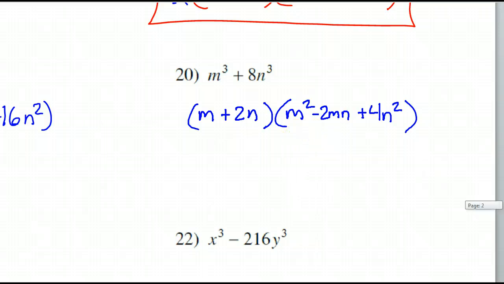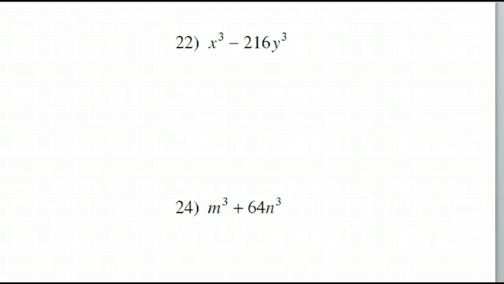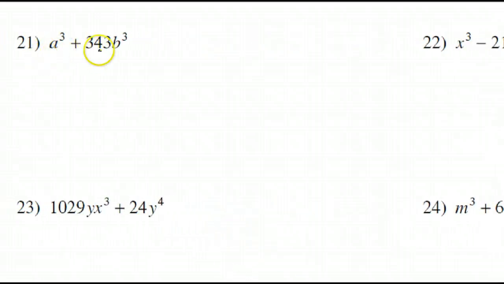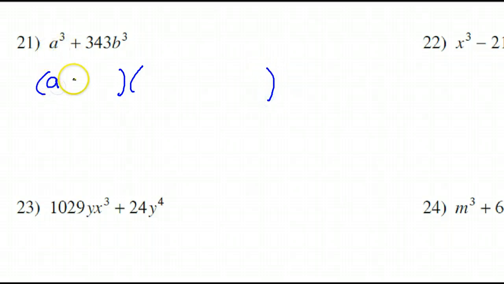Alright, that's number 20. Alright, 4 problems to go. So there's a lot of them, but they're quick. Alright, once again, there are no common factors to deal with. So the root of a to the third power is a. 343 comes from 7 to the third power. And the root of b to the third power is b. If I square a, I get a squared. If I square 7b, I get 49b squared.